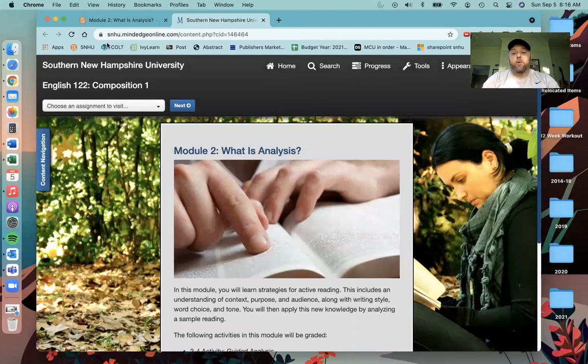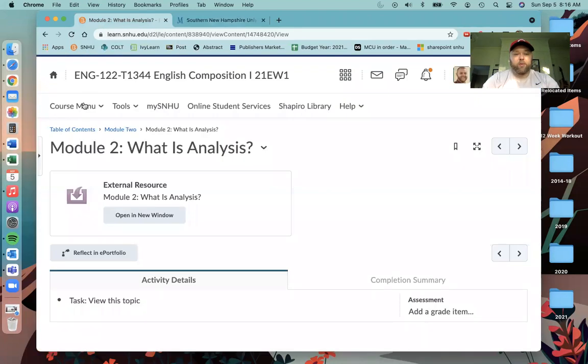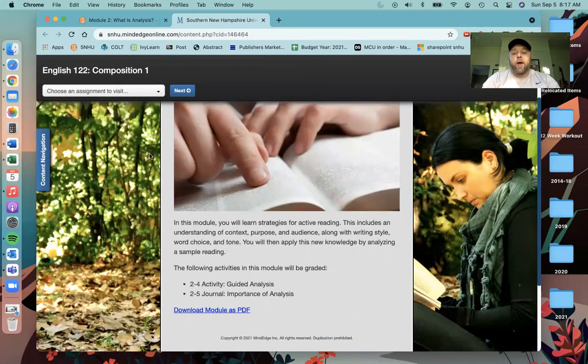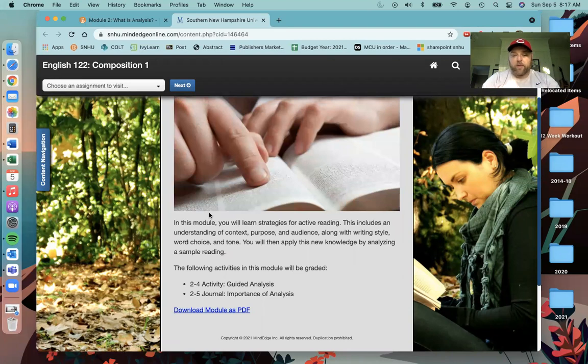This week, again, you'll arrive at Module 2 the same way you arrived at Module 1, by clicking through Learning Modules here and then clicking on Module 2. And this week you have two graded assignments, and I want to be very clear about them because this is probably the week that more students get confused than any other week. So be very clear about it.